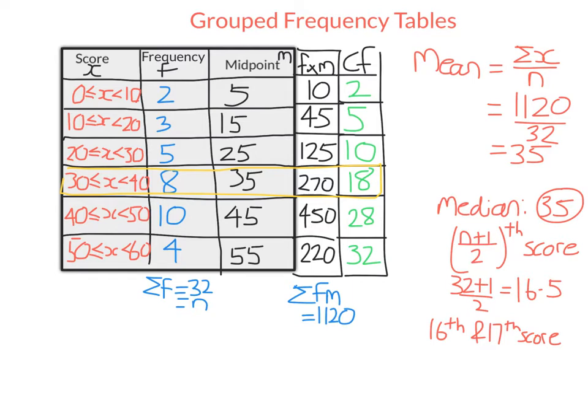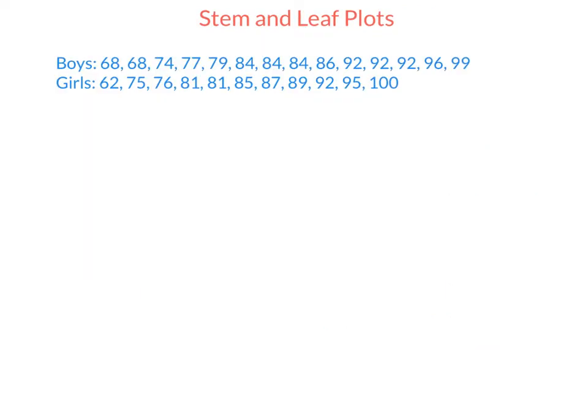All right, let's now move on to stem and leaf plots. So here I have 2 sets of data. Let's just say they're test scores for boys and girls.